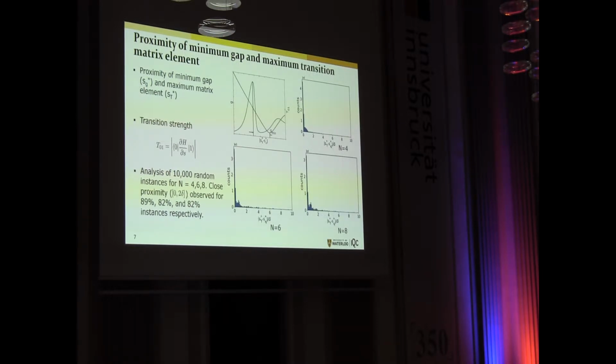Finally, it's also interesting to think about the transition probability, which is determined by this transition strength, so the matrix element of the derivative of the Hamiltonian with respect to the annealing parameter between the ground and excited state of the many spin system. And here as well, we see that there is good proximity between the minimum gap point and the point where we have the maximum transition strength.